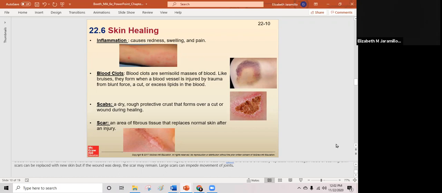Okay, so this is an example of your inflammation up here at the top: the redness, the swelling, a little bit of pain. Your blood clots are semi-solid masses of blood, like bruises. They form when a blood vessel is injured by trauma, usually blunt force, a cut, or excess lipids in the blood. Scabs are rough, dry, protective little crusty things that come on our cuts and protect them during healing. And then you get scarring, an area of fibrous tissue that replaces normal skin after injury.